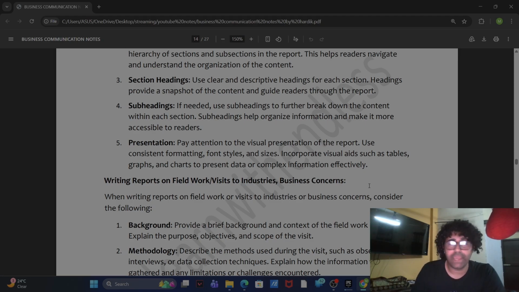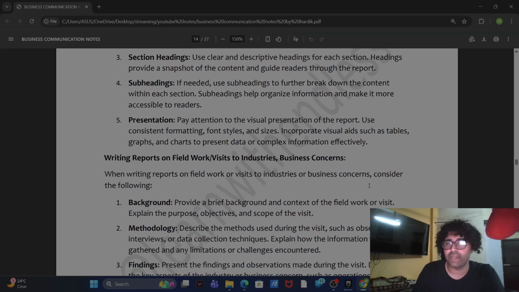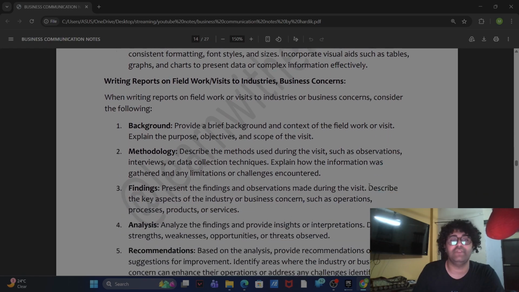Presentation. Pay attention to the visual presentation of the report. Use consistent formatting, font styles, and sizes. Incorporate visual aids such as tables, graphs, and charts to present data or complex information effectively.